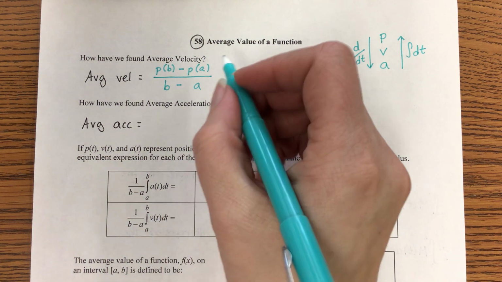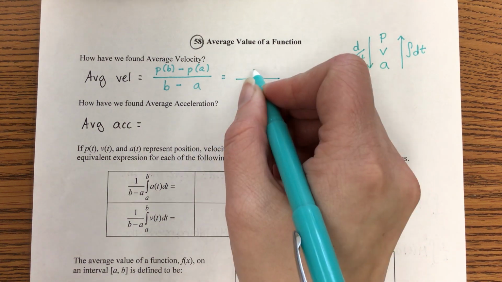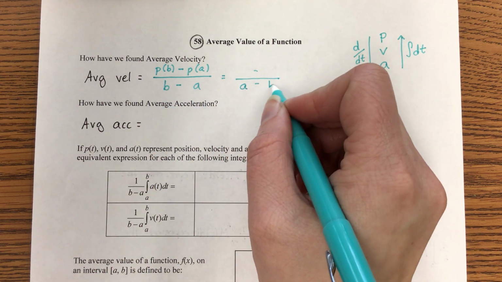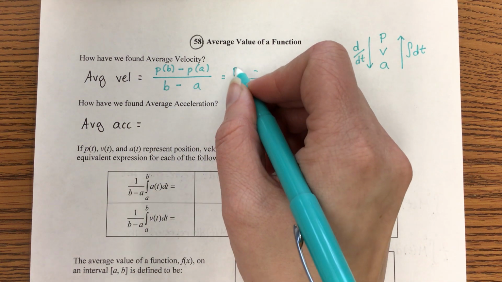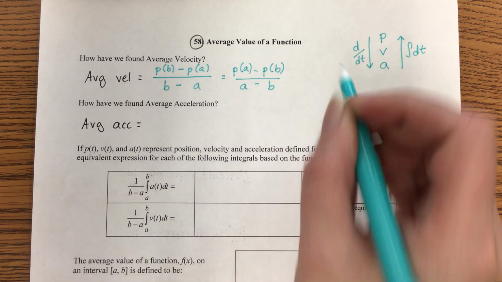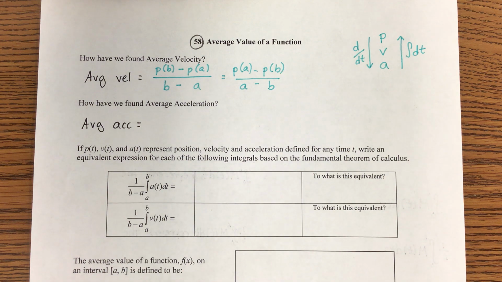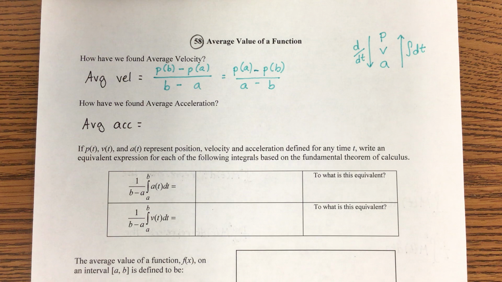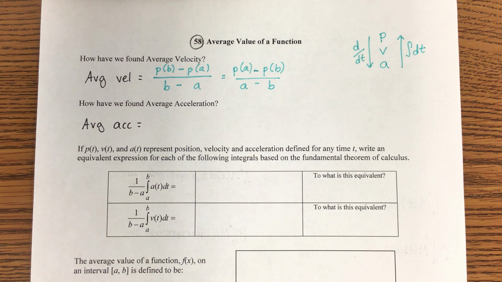Now, we know, of course, that we could flip this backwards. So if we put A here and B here, then on the top, this would be the same thing as P of A minus P of B, right? Those two fractions are completely equal because we flipped both of the columns with each other. Okay, so that was average velocity.